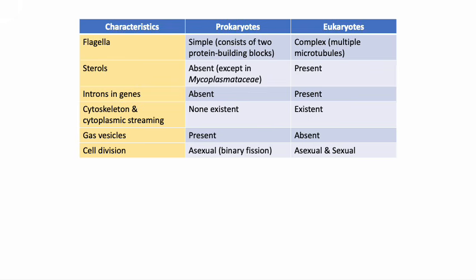Now, in terms of the presence of sterols on the cell membrane, most of your prokaryotes don't have sterols on their cell membrane, except for the family Mycoplasmataceae, which contains mainly sterols on its cell membrane. Your eukaryotic cells contain a lot of sterols on their cell membrane. Now, in terms of gene structure, some of the genes of your eukaryotes contain introns, which are sequences of base pairs in DNA that interrupt the continuity of genetic information. These introns in the genetic material of your eukaryotes are not present in prokaryotes.